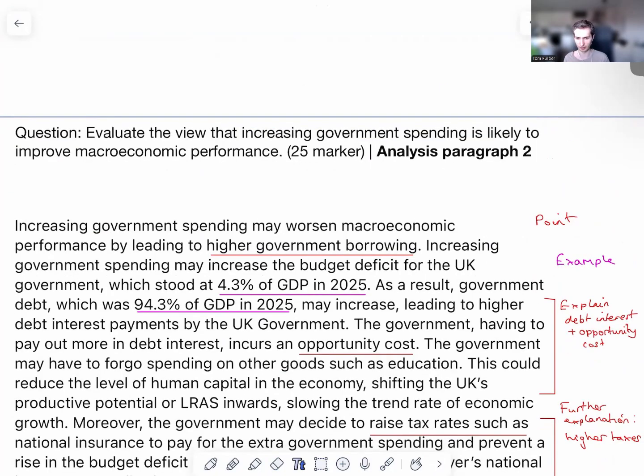Here is my second analysis paragraph. I'm not going to use a diagram for this one, so I'm going to go into quite some depth talking through the analysis. My point is that increasing government spending may worsen macro performance by leading to higher government borrowing.